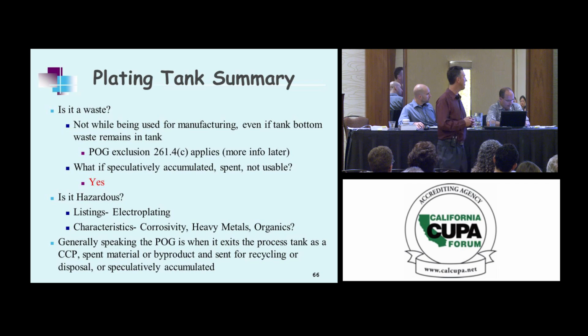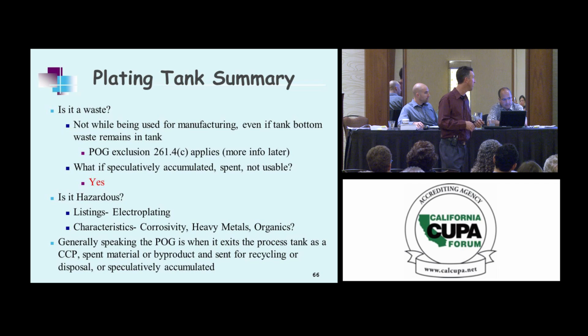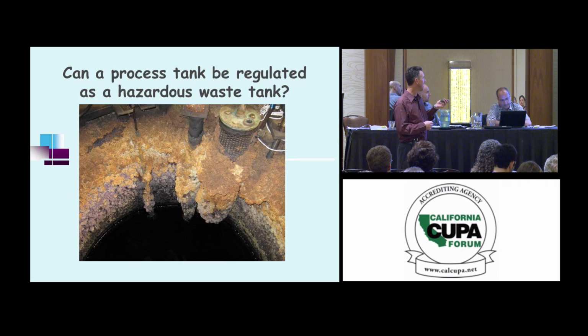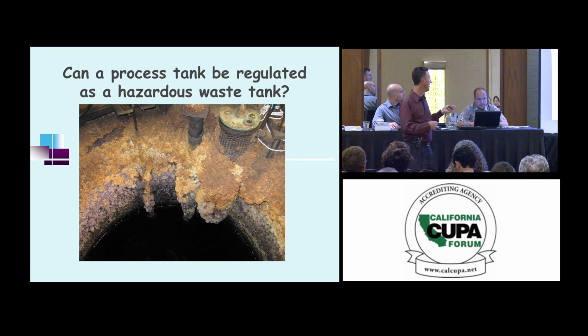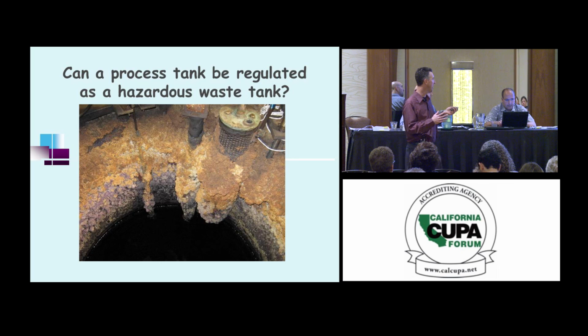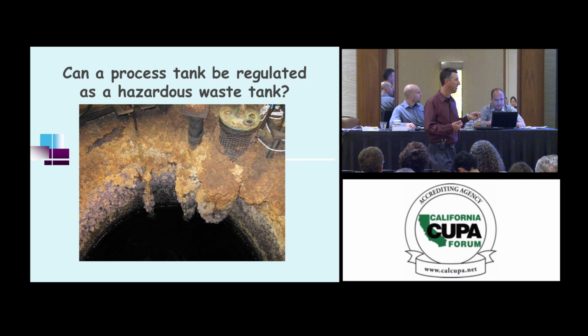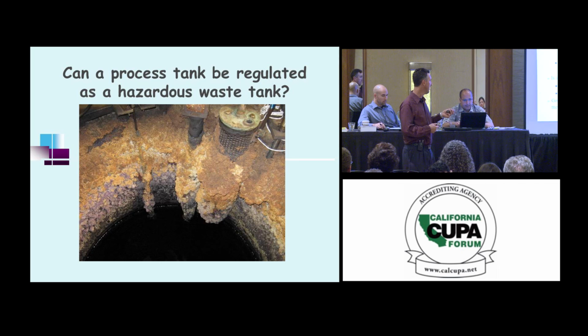While it's being used for manufacturing, there is a point of generation exclusion in this section of regulations. Federally, California adopted that and put it in California, so we'll cover that in just a minute. Looking at those plating tanks, the waste in a plating tank is generally going to meet some type of listing or characteristic. So when it exits a process tank, it would meet the definition of hazardous waste, unless it's going to be reused in a process again.